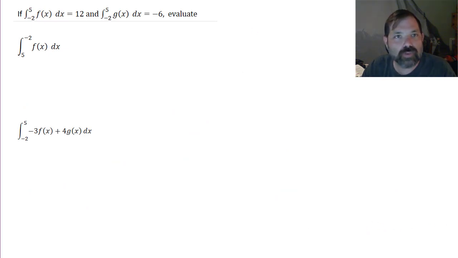All right, so here we're given some information about a couple of functions. We are told that the integral from -2 to 5 of f of x dx is 12, and the integral from -2 to 5 of g of x dx is -6. And then we're asked to evaluate a couple of expressions. Why don't you pause and try these out on your own before I do them?